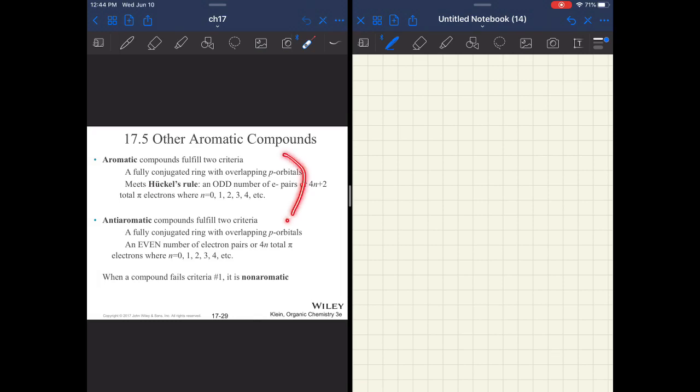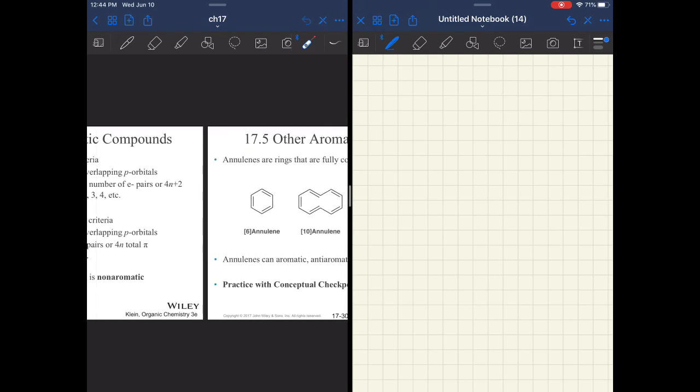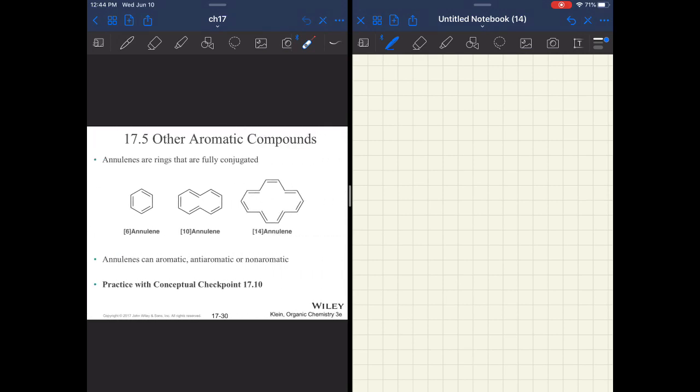This is just going over what we have been saying, right? Aromatic, anti-aromatic, non-aromatic. If you just want some different words as you're learning, this slide is for you. Other aromatic compounds. There are lots of other aromatic compounds, and most of those we're going to explore in part 3. I do want to finish up here talking about annulenes.